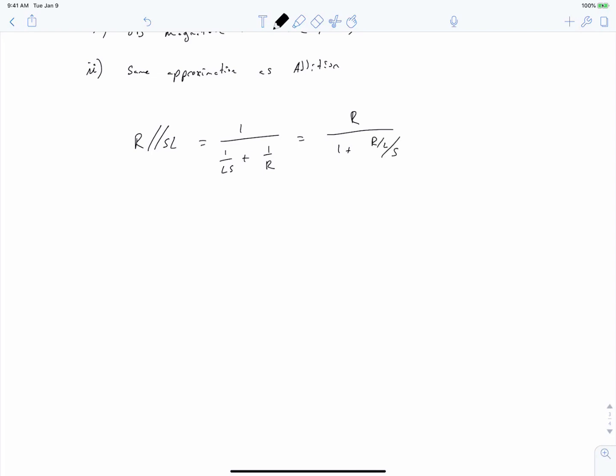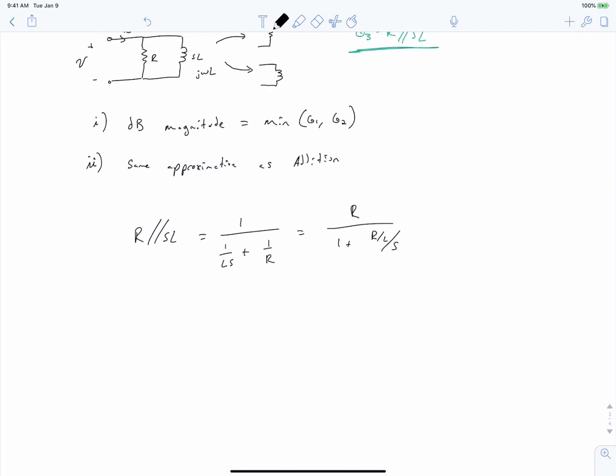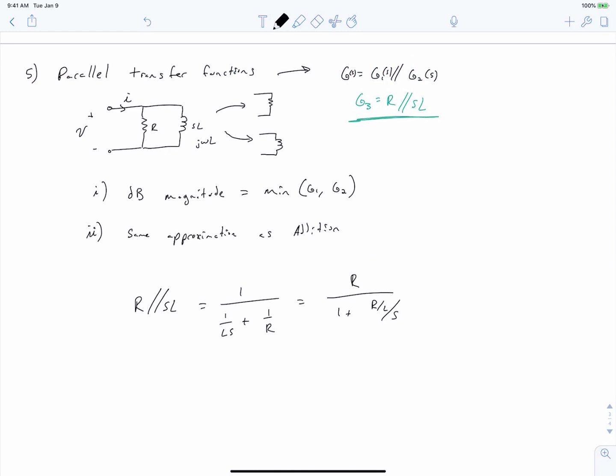So notice that we did the same thing in this example right here, only we took a shortcut. We already knew our transfer function for R, we already knew the Bode plot for R, and we already knew the Bode plot for SL, and so we were able to use this operational technique to quickly combine these Bode plots and get our final frequency response for the complete system.